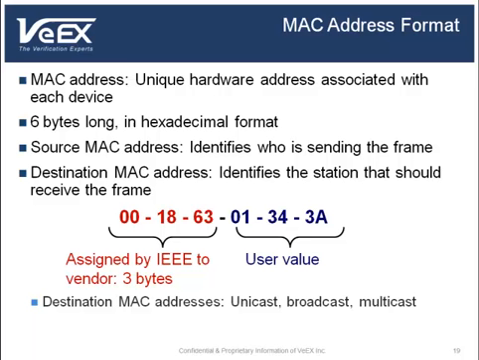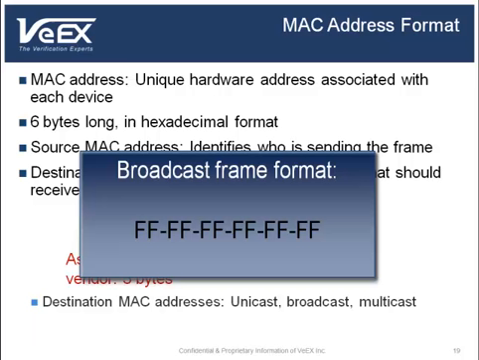There are 3 types of destination MAC addresses: the unicast frame, the broadcast frame, and the multicast frame. A unicast frame is destined for a single station. A broadcast frame is destined for all the stations on the network. This is the format of a broadcast frame.